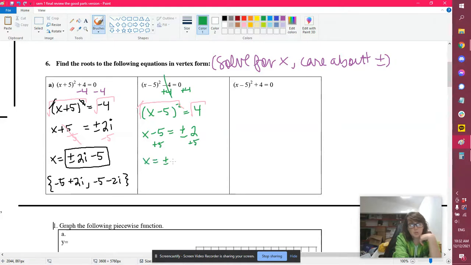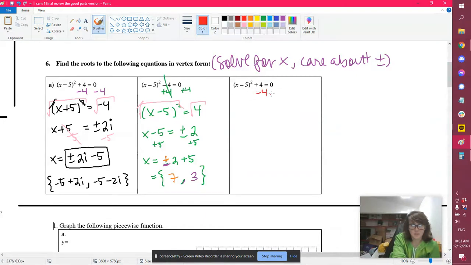We get x is plus or minus 2 plus 5. This is when we actually can simplify because there's no i's. So positive 2 plus 5, let me write this one in orange. Positive 2 plus 5 is 7. Write this in purple. Negative 2 plus 5 is 3. So my 2 answers here are 7 and 3.